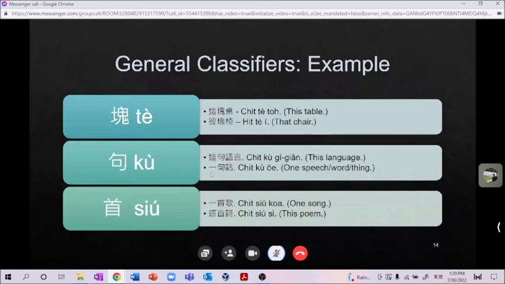Jiku gigian, this language. Jiku ue, one speech, word, or thing. Jisyu kwa, one measure word of a song. Jisyu si, this classifier of poem.